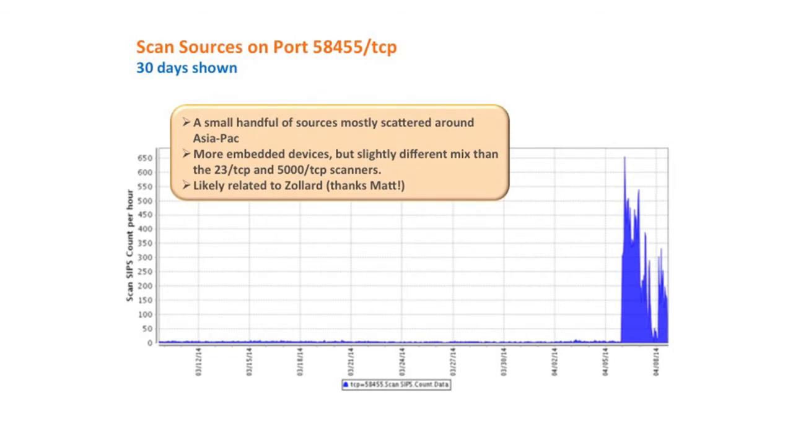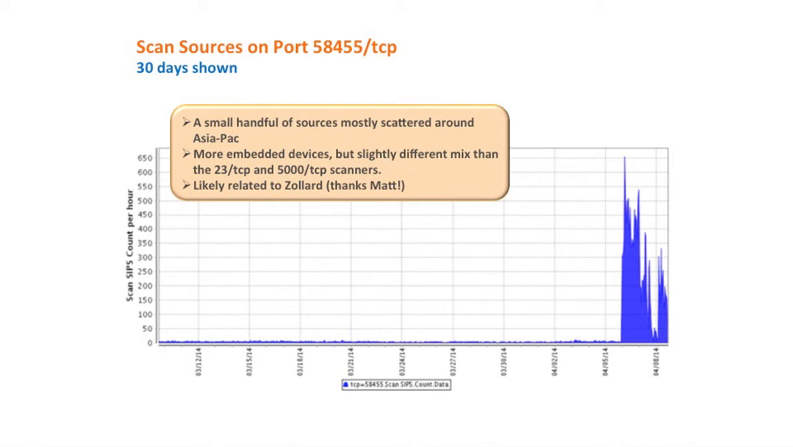Most of them seem to be embedded devices again, kind of like the 23 TCP scanners and the 5000 TCP scanners, but I noticed it's a different mix of devices. It's not the same kinds we had seen before, and maybe that's something to do with the geography as well. I'm not quite sure. But then when we were at lunch, Matt said, wait a second, 58455, that rings a bell. And I think you're right.